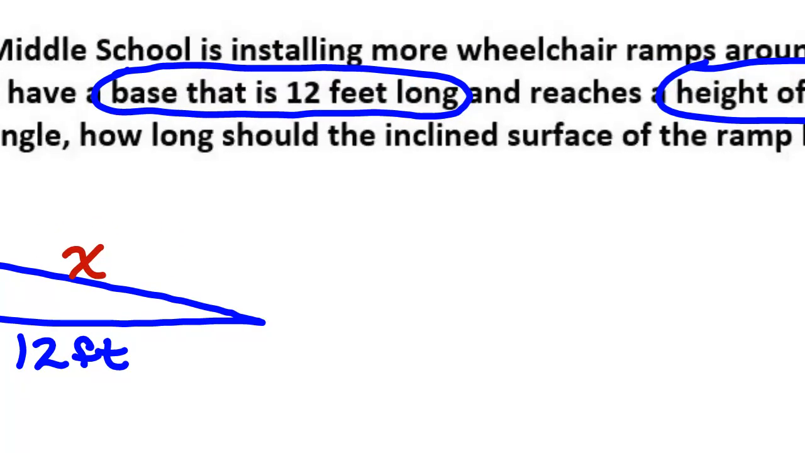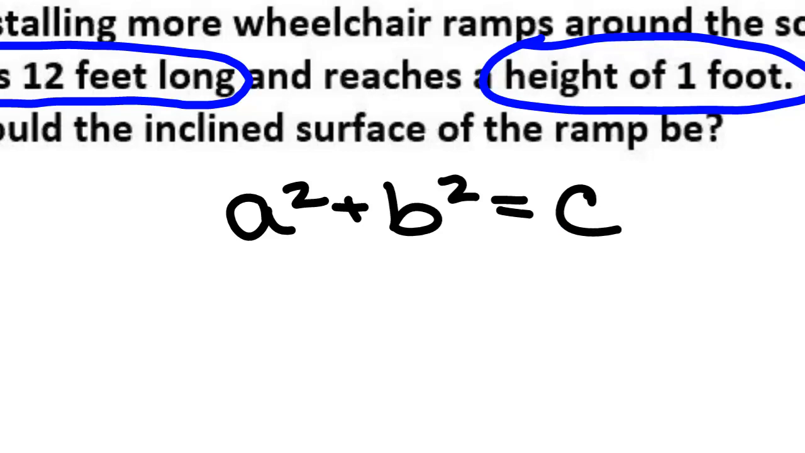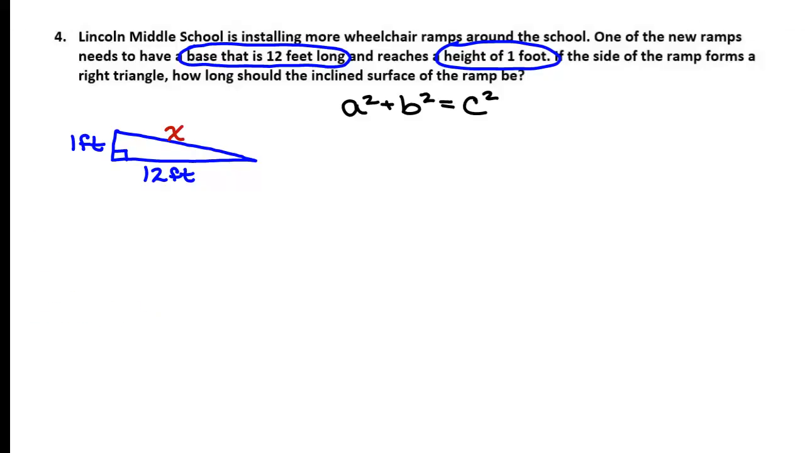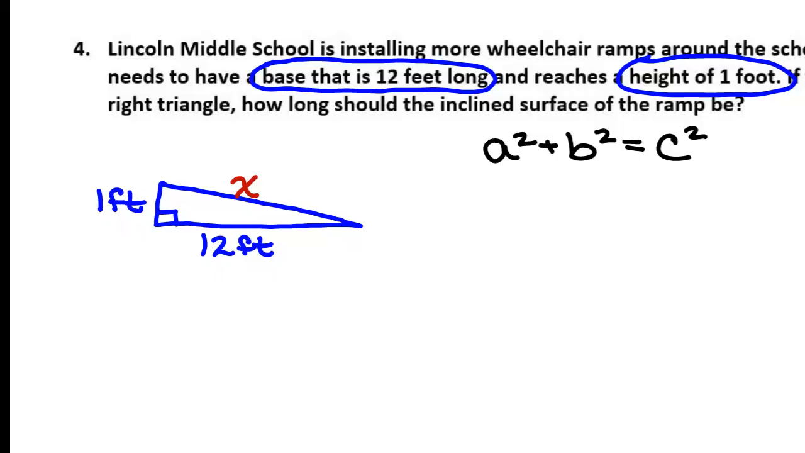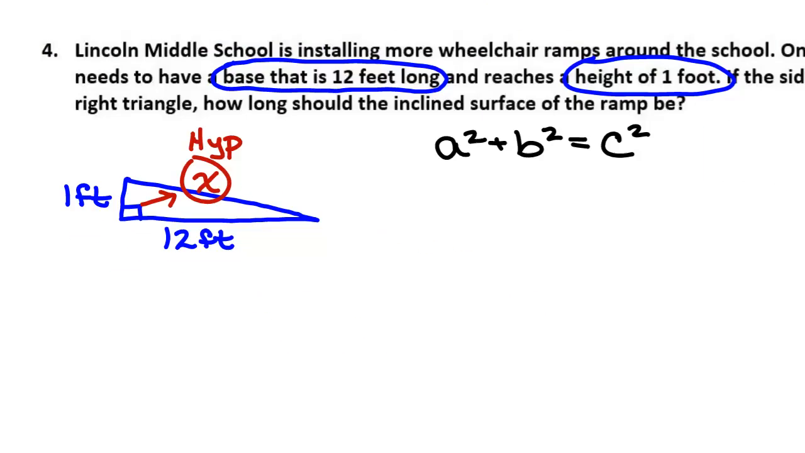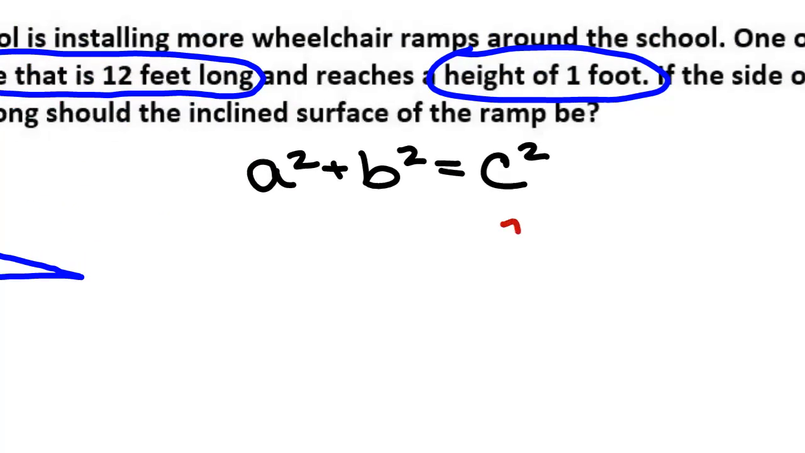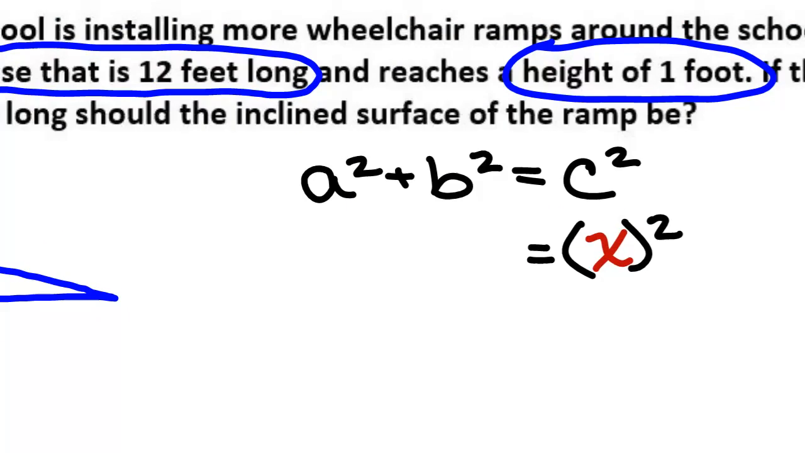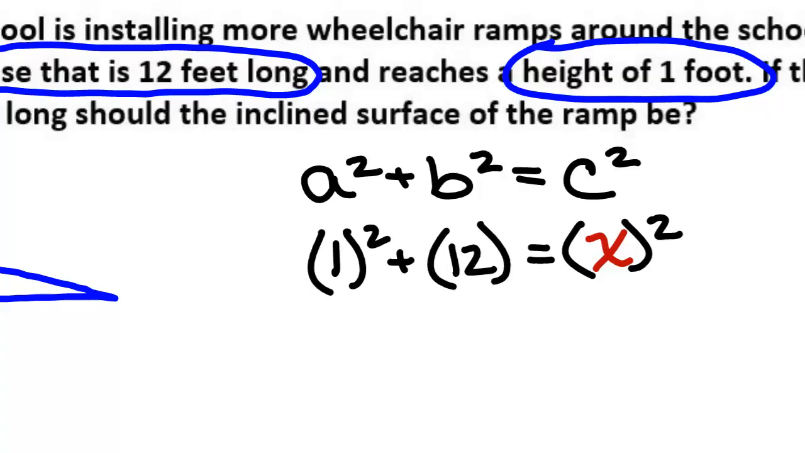All right, so let's look at Pythagorean theorem here. a squared plus b squared equals c squared. Which piece of this has to be the hypotenuse? x has to be the hypotenuse. It is opposite that right angle. So here's the hypotenuse. I'll put that in the place of c. So this would be x squared. What goes in for a and for b? 1 and 12, yes. 1 squared plus 12 squared.